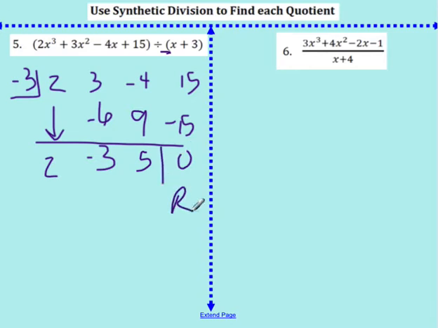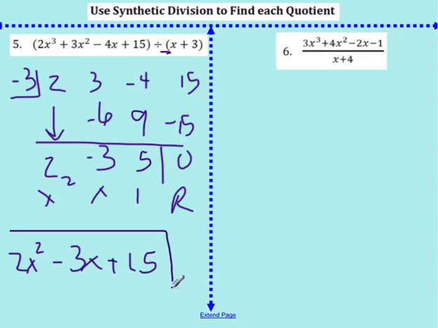So here's my remainder, 1x, and now this is going to be my x squared term. Okay, so really you just keep adding for however many terms you have left. So my final answer, I'm going to put 2x squared minus 3x plus 15, and then I have a remainder of 0.